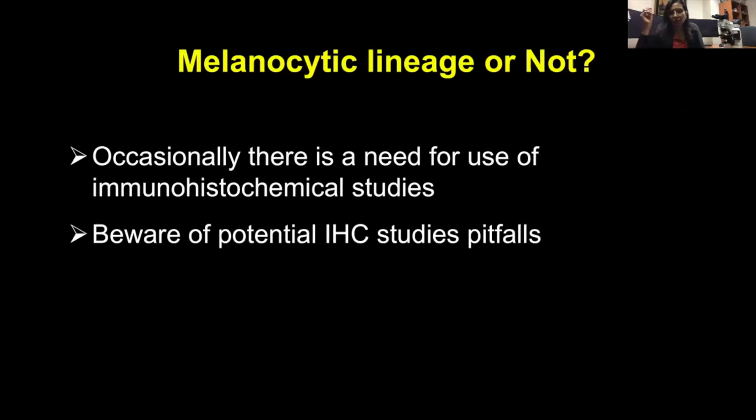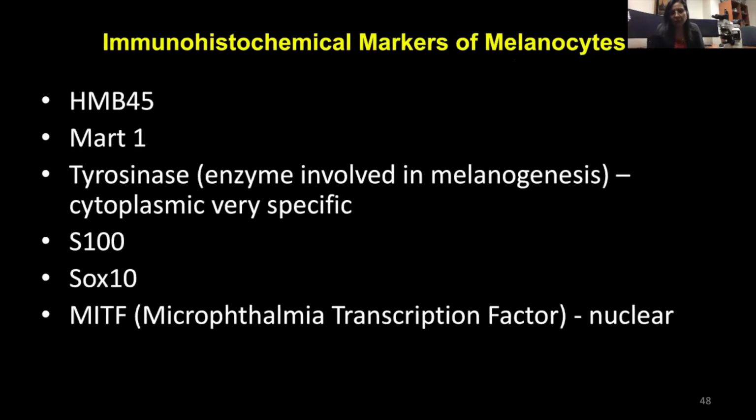Okay. So another thing is sometimes we use immunohistochemical studies just to see whether this is really melanocytic lineage or not, because on histology alone it is sometimes difficult to tell, especially if it's not pigmented, right? So when you use that, make sure there's a potential pitfall of using those immunohistochemical studies. These are the common markers used for the diagnosis of melanocytic lineage. We use HMB45 as I mentioned before, MART1 as I already mentioned, tyrosinase, and S100, SOX10, and MITF. These last three, S100, SOX10, and MITF, are mainly very useful for desmoplastic melanoma.